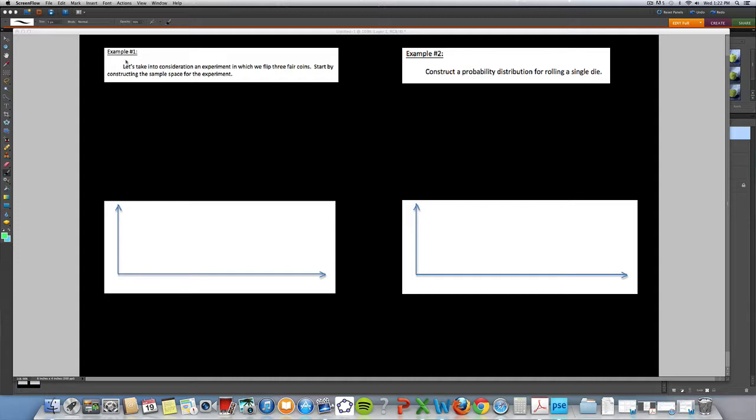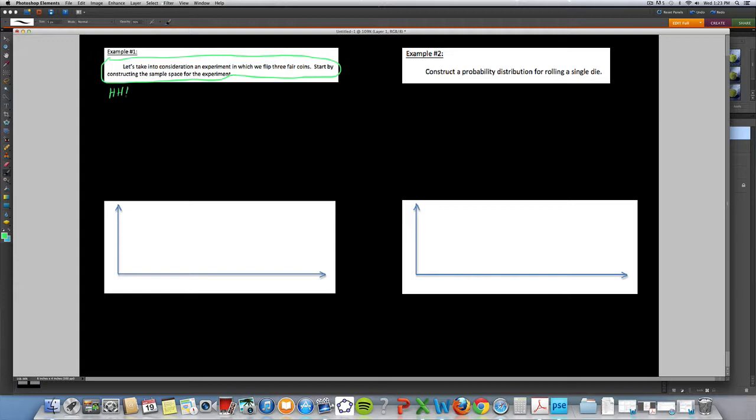So for instance, let's go back to an example I used in my last video. Let's consider the thought experiment in which we flip 3 coins. Maybe we're interested in the number of heads that we get when we flip 3 coins. We had listed out the sample space on this one here. We said that there were 8 possibilities.